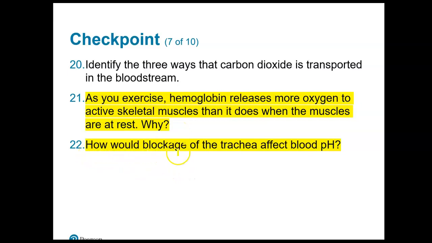Now, how would blockage of the trachea affect blood pH? If the trachea is blocked, then it's going to decrease the oxygen that's able to come in through your lungs. So it's going to decrease the oxygen in your blood, and the carbon dioxide can't get out either. So it's going to increase the CO2. Increasing carbon dioxide levels lowers blood pH by producing hydrogen ions. So it's going to decrease the blood pH.